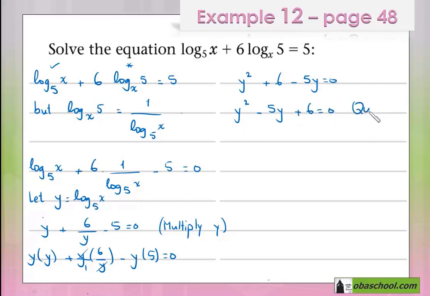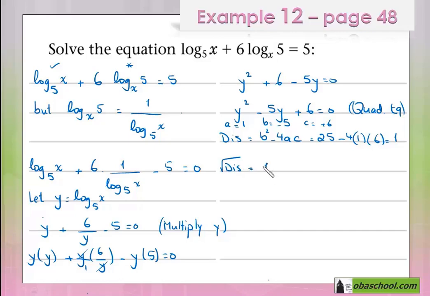And whenever we have a quadratic equation, we tend to find the discriminant. And so in such case, it is b squared minus 4ac. Of course, a is equal to 1, b is equal to minus 5, and c is equal to plus 6. And so that would be 25 minus 4 into 1 times 6, which is 25 minus 4 times 6, which is 24. So the answer was 1. The square root is also 1.